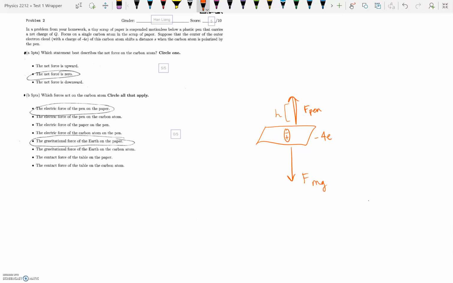that the responses are actually the electric force of the pen on the carbon atom and the gravitational force of the Earth on the carbon atom would be your correct options.